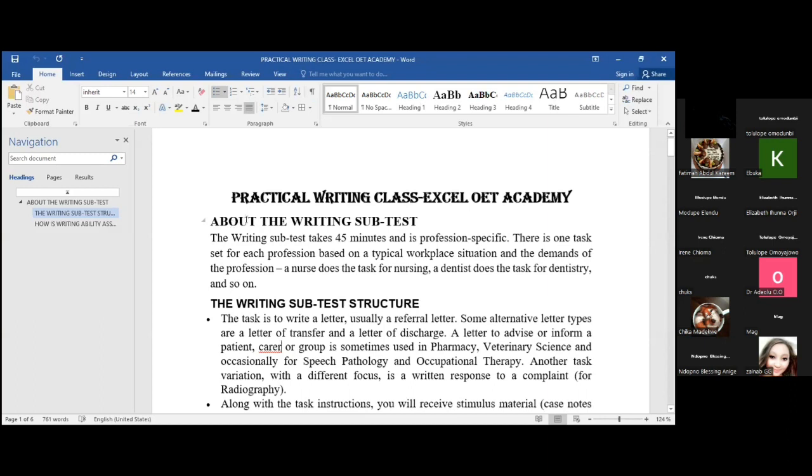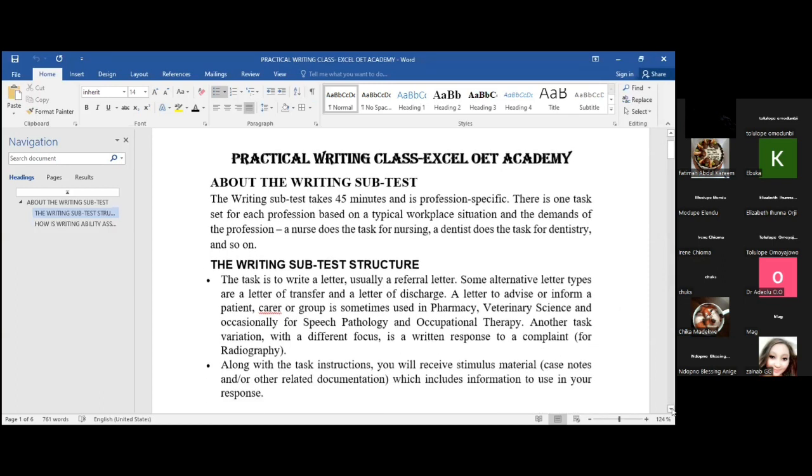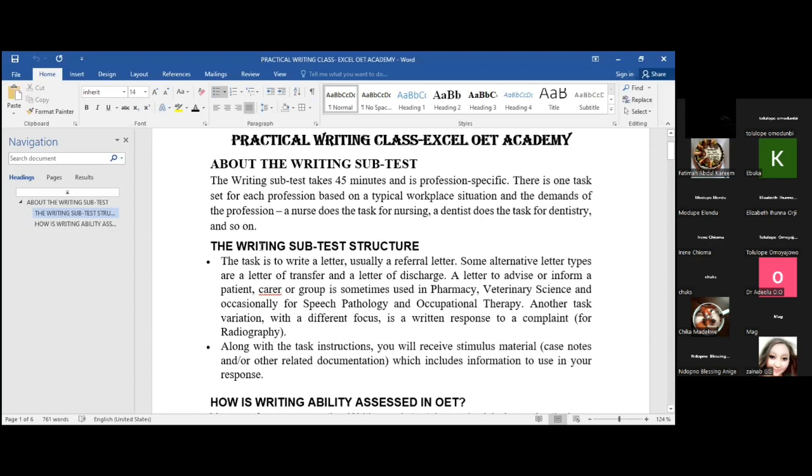So for the writing test, we know that this test is for healthcare professionals, nurses, doctors most especially, but there's room for pharmacists, physiotherapists, and all healthcare workers, even dentistry. So the task basically is to write a letter. Most times the exam is usually a referral letter. In fact, most of our candidates are writing the exam all, except maybe one Saturday where one of the candidates had an update letter.